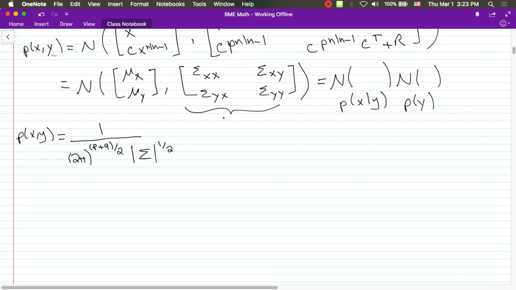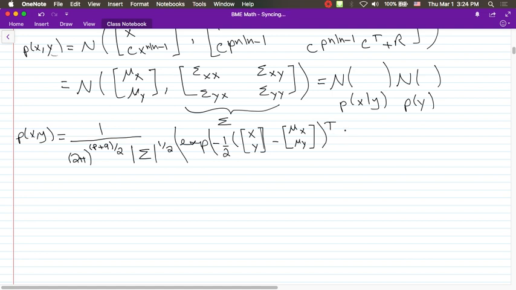So this is this guy here, times an exponential of -1/2 times (x, y) minus (mu x, mu y), transposed, times the variance inverted. So that's just a normal, I just wrote a normal distribution for you.